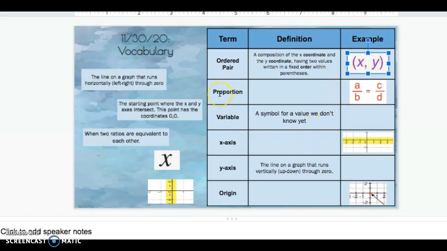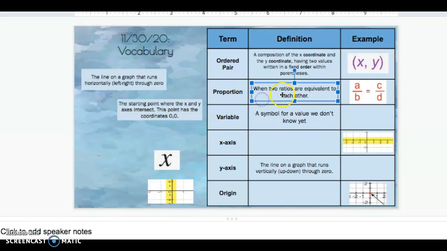Okay, so then we also have this proportion. And we talked a little bit about this before break. And when you have proportions, that's when you have two equivalent ratios being proportional together, meaning being equivalent to each other. So that's when you have two ratios that are equivalent to each other.